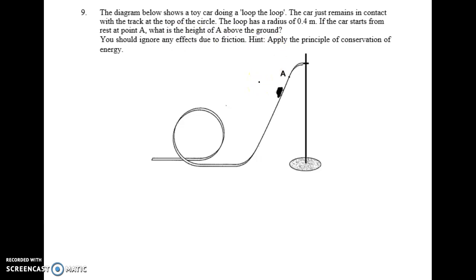If the car starts from rest at point A, so this is point A, it starts from rest here, which means that the initial velocity is 0. What is the height of A above the ground? So the question asks you, from the ground, what's this height?